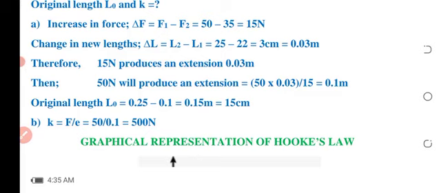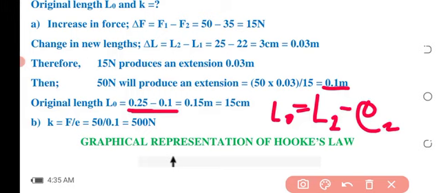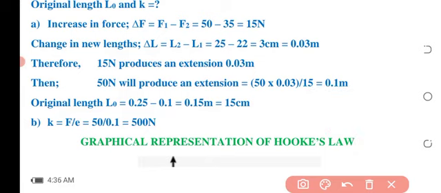If 50 Newton force will produce an extension of 0.1 meter, and this same 50 Newton force is what makes the length of the material to be 0.25 meter, then definitely the original length will be the new length caused by 50 Newton minus the extension caused by 50 Newton. And that is what we did here. We have 0.25 minus 0.1, and that is equal to 0.15 meter, which is equal to 15 centimeter.